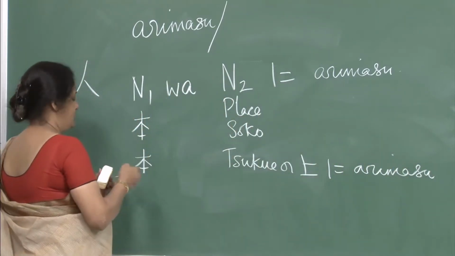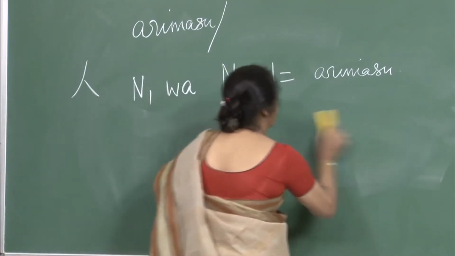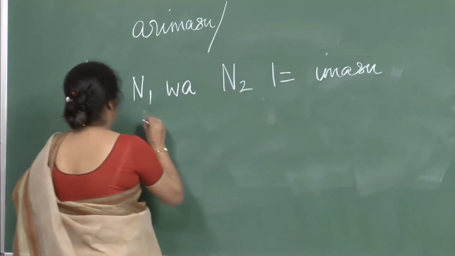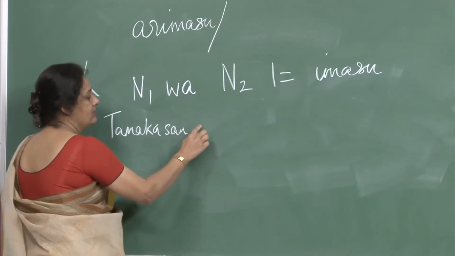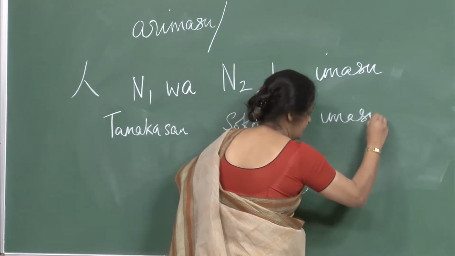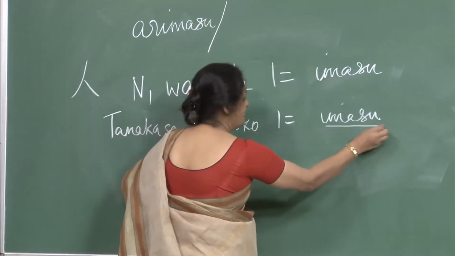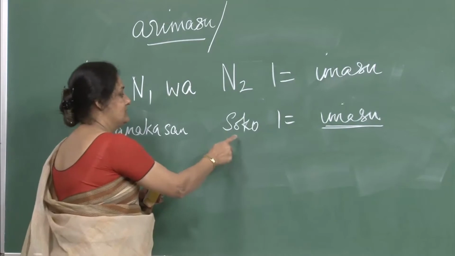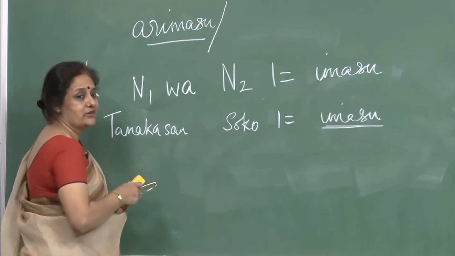Now, this time we will do Tanaka-san wa soko ni imasu. Tanaka-san is present over there. So, please, for people and for animals it is imasu and not arimasu. Shows location of living things at a certain point, presence of living things at a certain point or place.